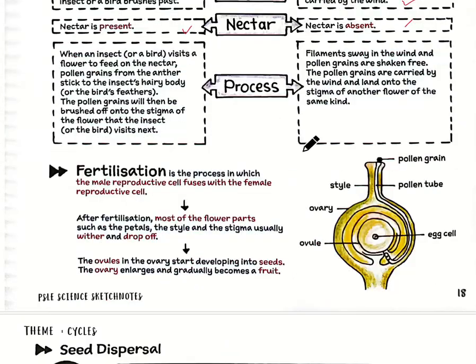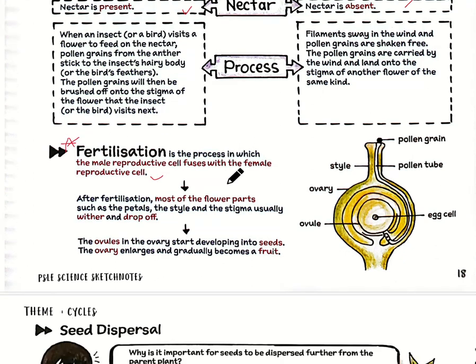Okay, so what happens is that when the pollen grain is at the stigma, the pollen grain will develop into a pollen tube. Okay, and enter into the ovary, into the ovule. Then in the end, the male reproductive cell fuses with the female reproductive cell. This is what we call fertilization. Like what I mentioned, the ovary will develop into a fruit. The ovule becomes the seed after the fertilization takes place.